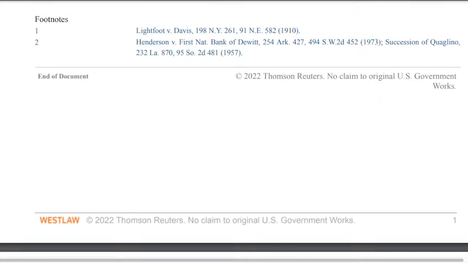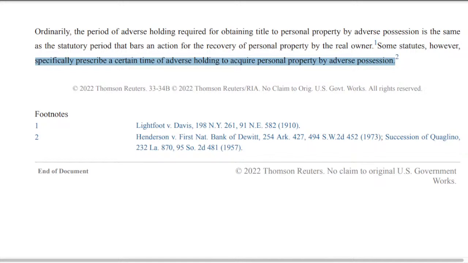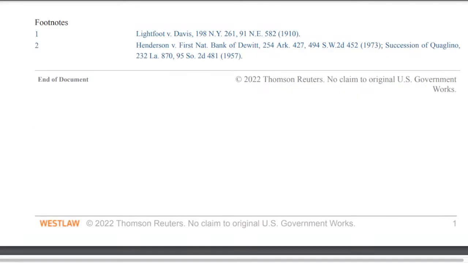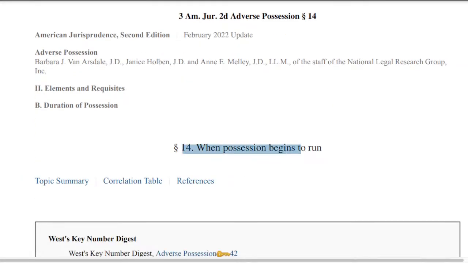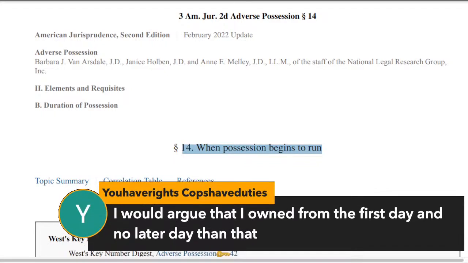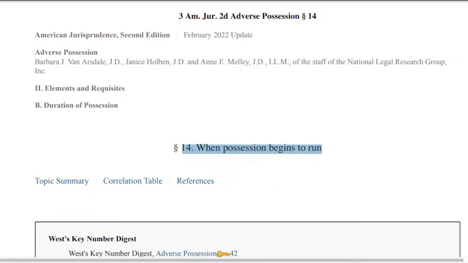There you go. Anything interesting here? 1910, and there's that Quaglino again, Louisiana. And when possession begins to run. All right, you're arguing too soon here. You have rights because we're about to get to that now. Wait till we get to this, then argue. So, when possession begins to run.